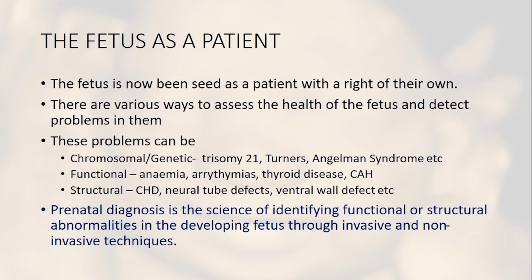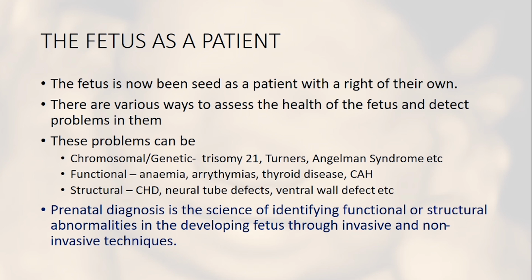Remember I talked about the process of meiotic division, fertilization and then subsequent divisions, mitosis, that takes place. There can be problems in the arrangement of the chromosomes, and some genetic material may be lost. So they can have problems like trisomy 21, which gives rise to Down syndrome. They can have Turner's syndrome, Angelman syndrome, and others.